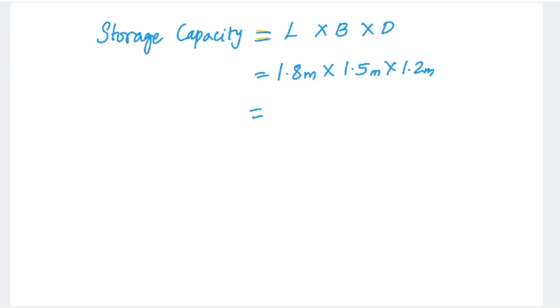Before that I need to find out the inner volume of this tank. Here I will multiply 1.8, 1.5 and 1.2. I will be getting 3.24 meter cube. This is an example. In this way we will be calculating the volume of this tank. This is the example.